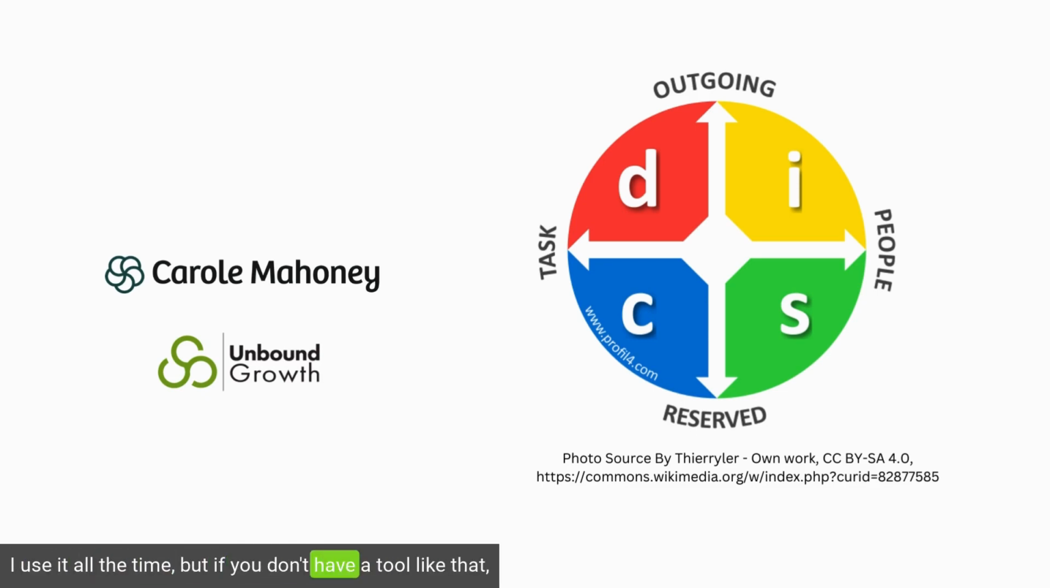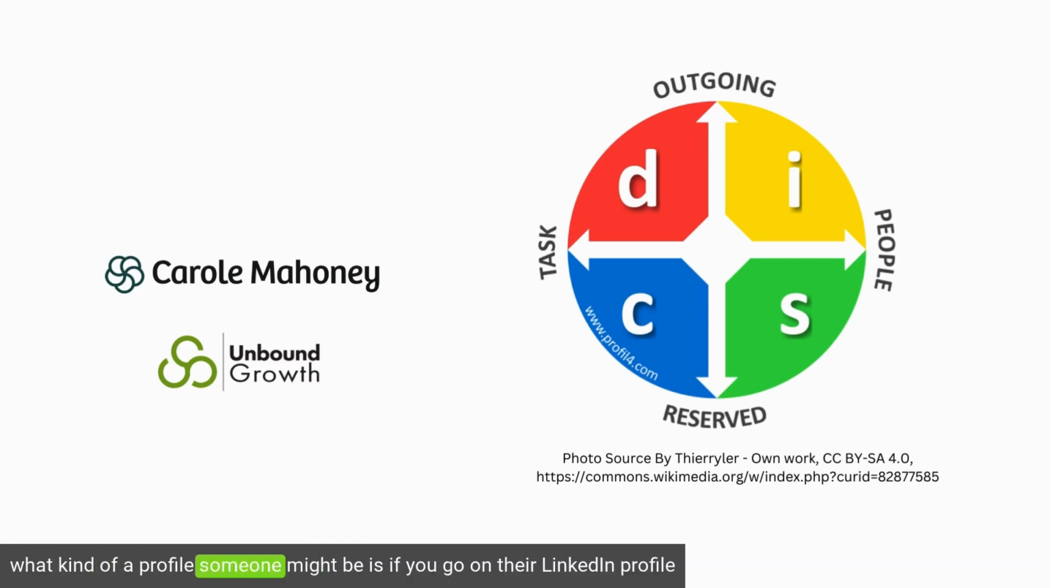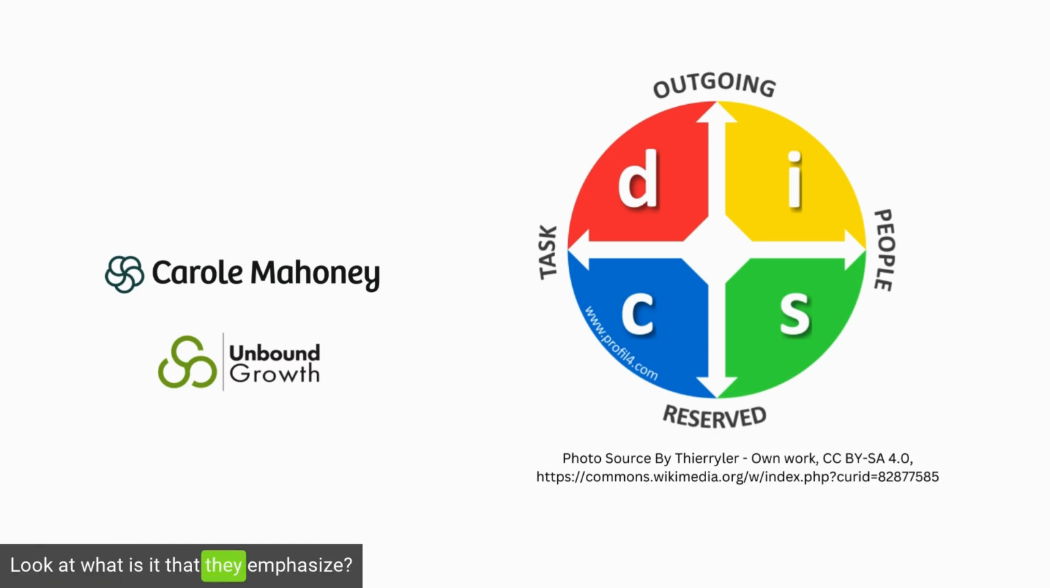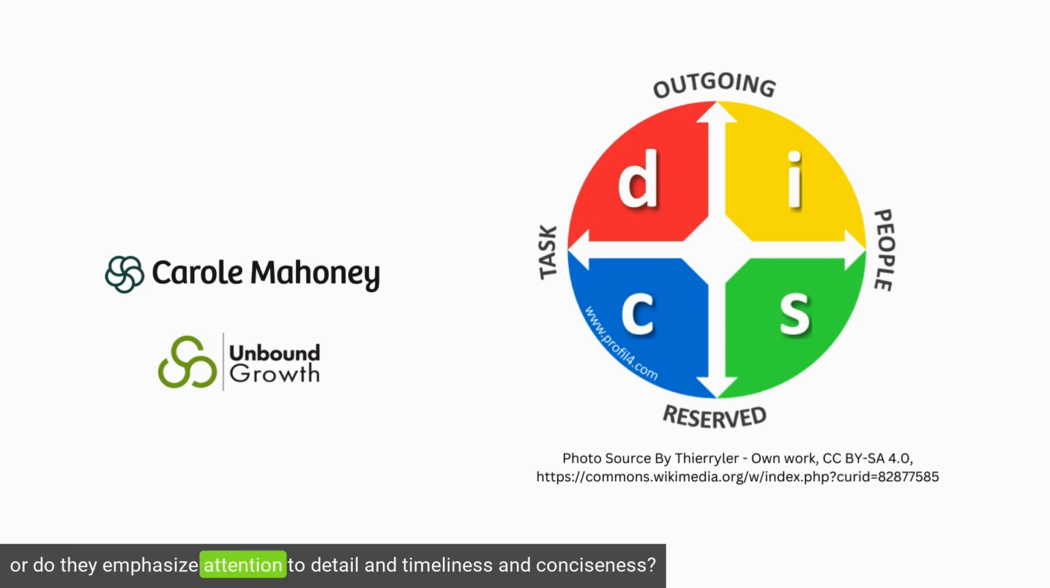But if you don't have a tool like that, one of my cheats for finding out what kind of a profile someone might be is if you go on their LinkedIn profile and then look at the recommendations that they've written for other people. Look at what it is that they emphasize. Do they emphasize teamwork and creativity, or do they emphasize attention to detail and timeliness and conciseness?